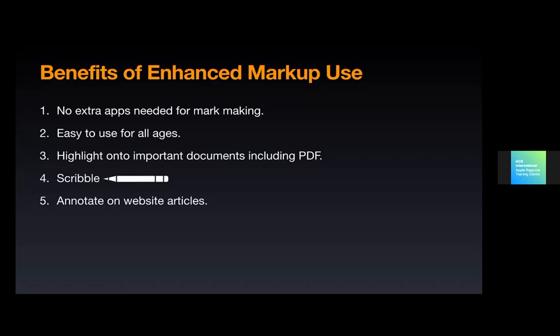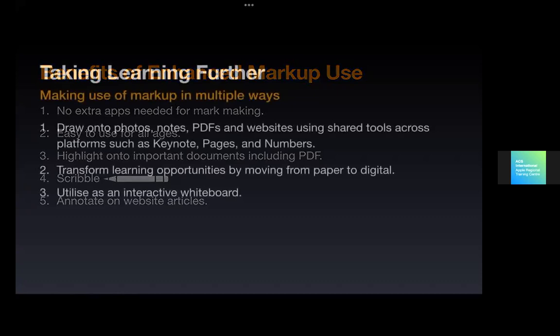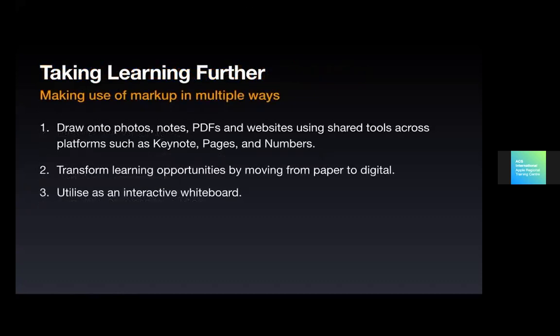You can highlight onto important documents, including things like PDFs. You can make use of Scribble, which is again that handwriting to text feature. And one of my favorites, being able to annotate on website articles. So taking learning further, making use of Markup in multiple ways. Again, I've talked about a few of these, being able to draw on photos, being able to draw in Notes and PDFs, but now we can start to bring in drawing on different websites.